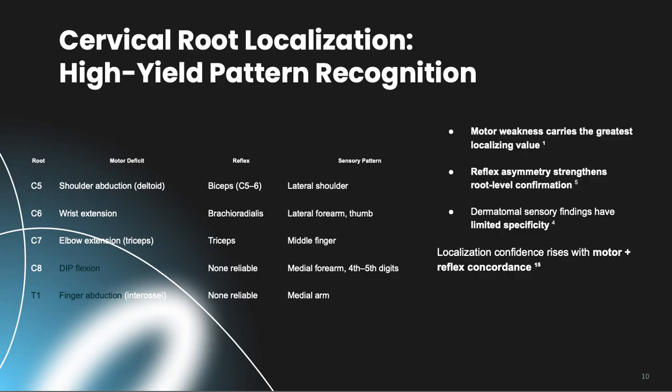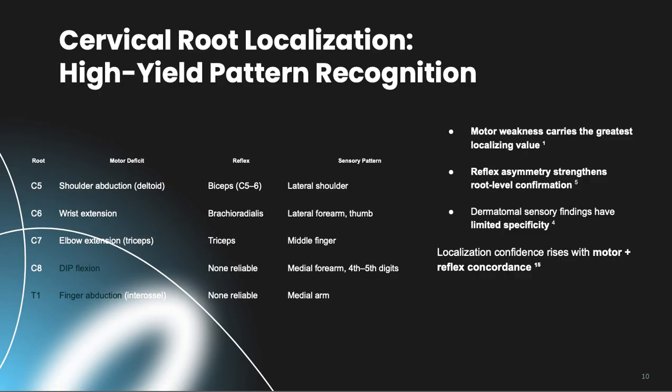Now we translate into localization. So you've got some different findings and you're trying to figure out which exactly is the level which is compromised. Radiculopathy requires, again, objective deficits within a single nerve root distribution, okay? The reason why here is because we're talking about a singular bulging disc, okay? Not bulging discs of C6, C7, and T1, okay? We've got only one. Motor weakness carries the greatest localizing value. So you're thinking about your myotomes. Wrist extension is C6. Elbow extension is C7. Finger abduction is T1. Reflex asymmetry strengthens precision when concordant with motor findings.